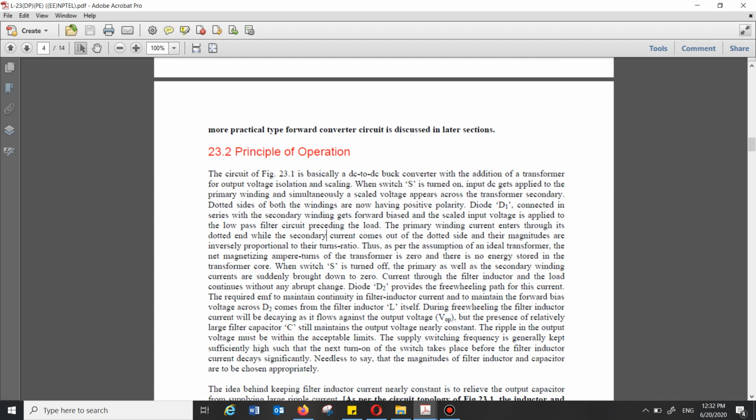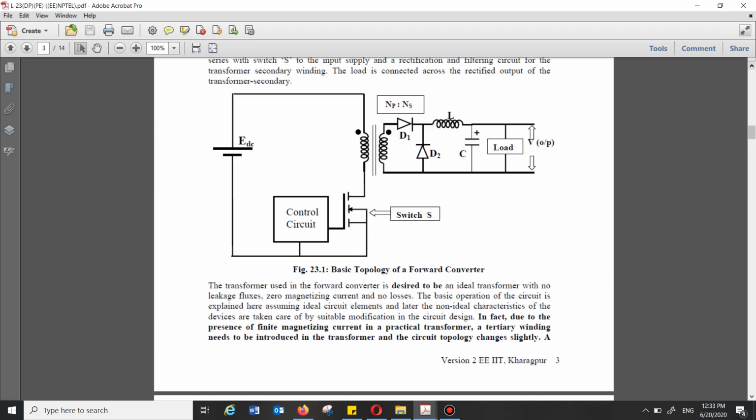When the switch is turned off, the primary as well as secondary winding currents are suddenly brought down to zero. Actually, this sentence is about this one. Current through the filter inductor and the load continues without any abrupt change. Diode D2 provides the freewheeling diode path for this current. This diode is a freewheeling diode. When the secondary is disconnected, the load is discharged through this.